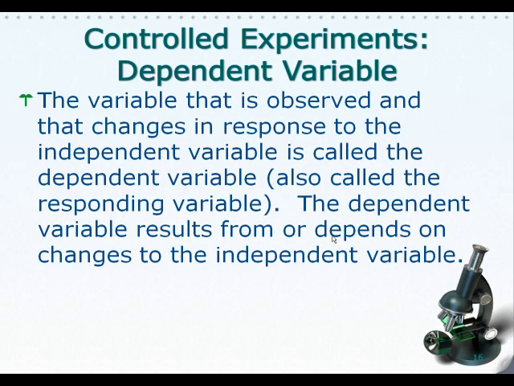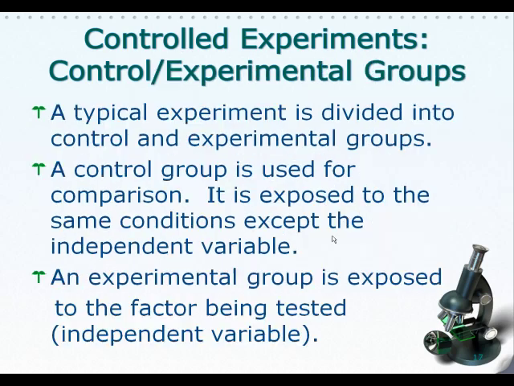Controlled experiments: dependent variable. The variable that is observed and that changes in response to the independent variable is called the dependent variable, also called the responding variable. The dependent variable results from or depends on changes to the independent variable. These are the steps of my controlled experiment.